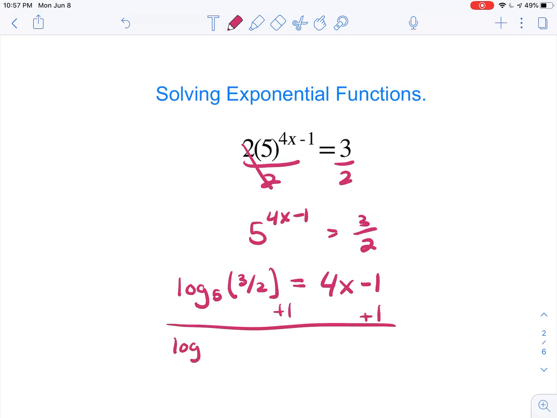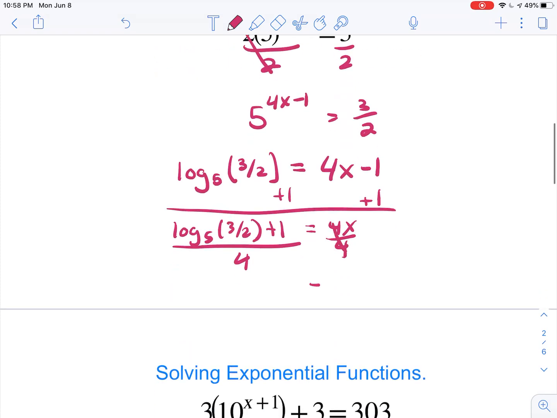Okay, now all I have to do here is isolate my x by adding 1 and dividing by 4. Okay, now this would be what we would consider our exact value. You type that whole thing inputted directly into the Delta Math. Or if you want to find a decimal equivalent, you can type this into your calculator, okay?